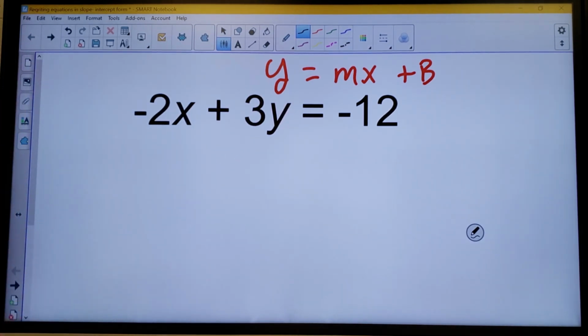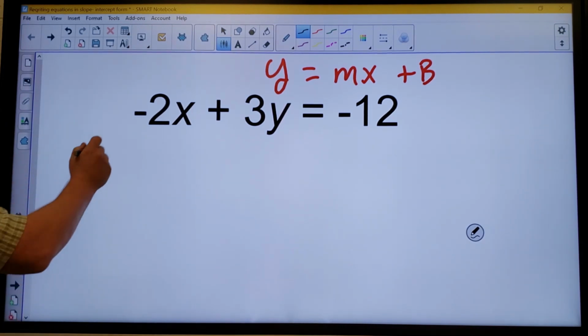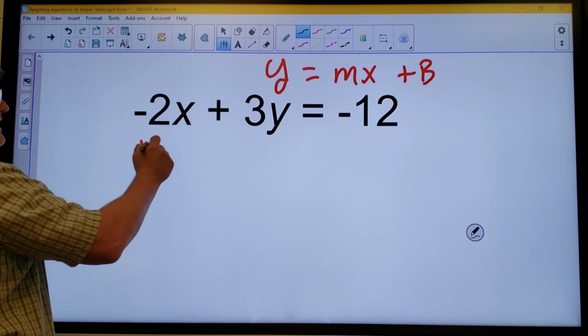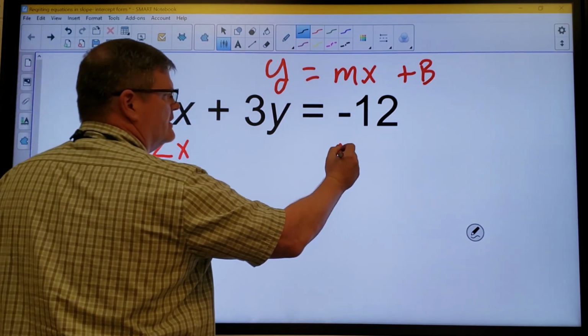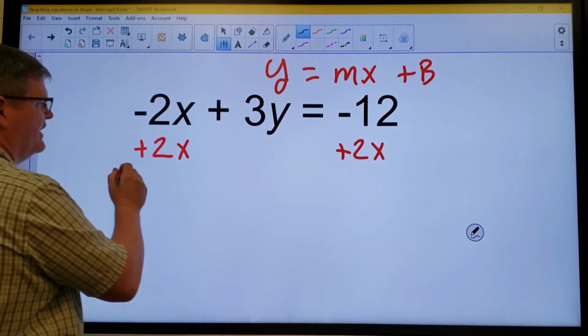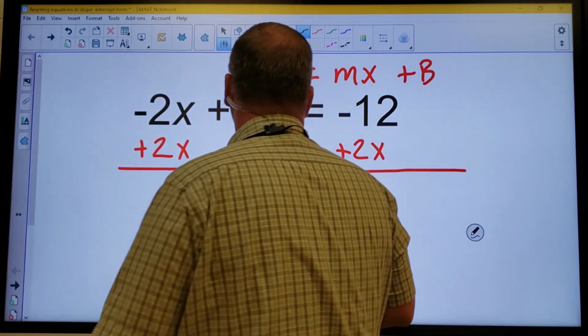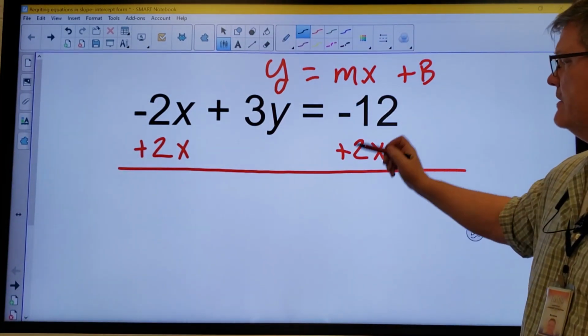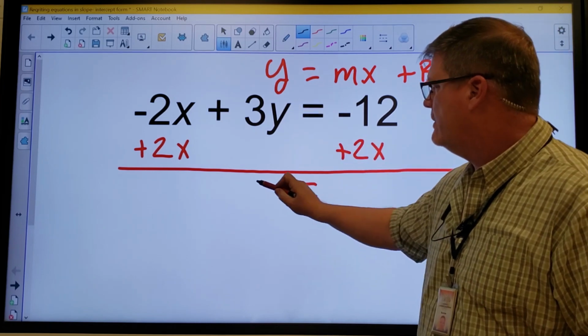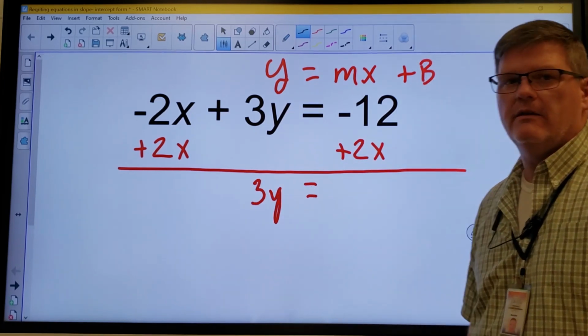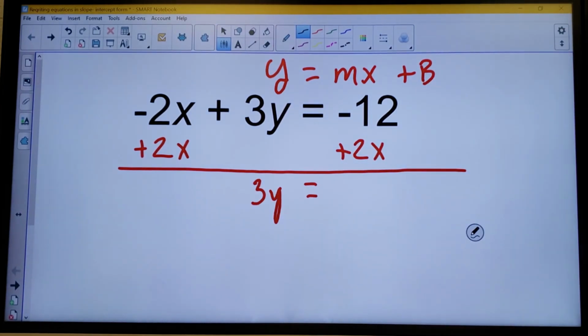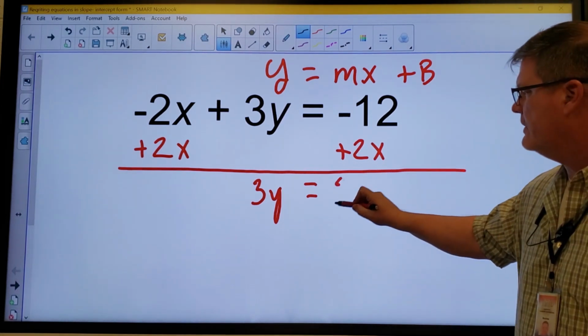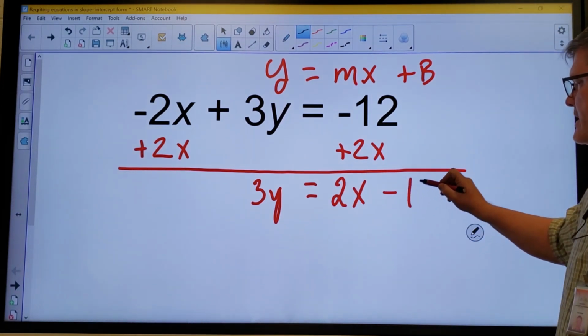We're going to use the opposite operation or inverse operation. And the way we do that, to get rid of a minus 2x, we're going to add 2x to both sides of the equation. What's going to happen is we'll have 3y that remains on that side of the problem. And over here, we're going to have our 2x minus 12.